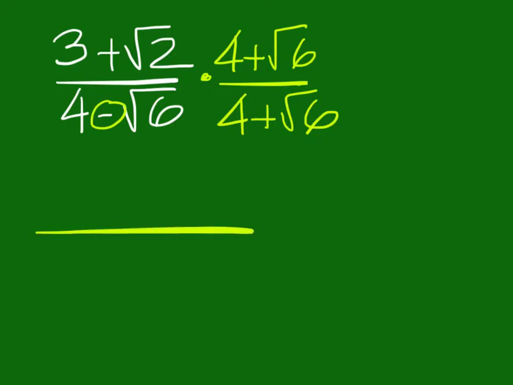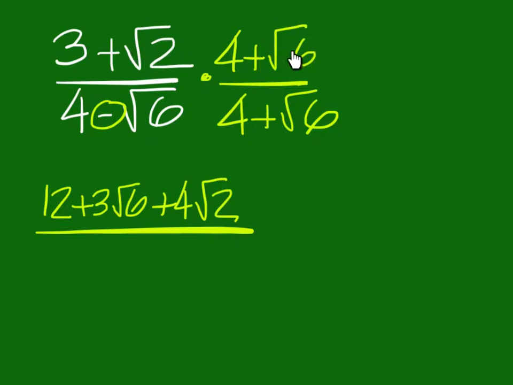On the top, you have 3. You have to start with this 3 and multiply it by each of these items. So 3 times 4 is 12. And then 3 times square root of 6 is 3 square root of 6. Now move to the square root of 2 and multiply it by each of these items over here. Square root of 2 times 4 is 4 square root of 2. And then you're going to have square root of 2 times square root of 6. That's going to be square root of 12.